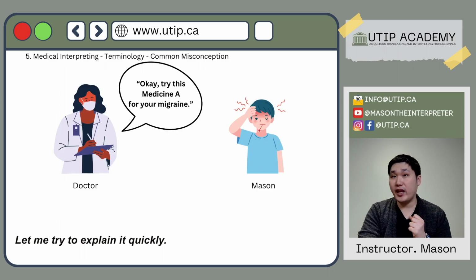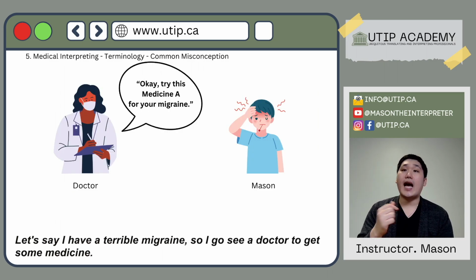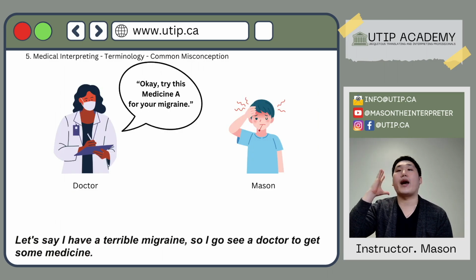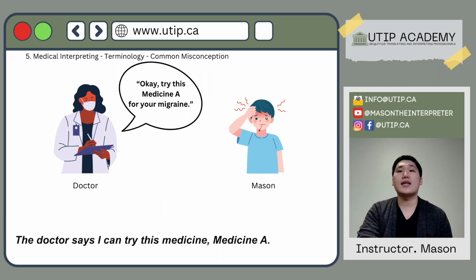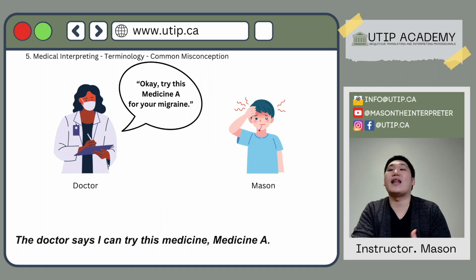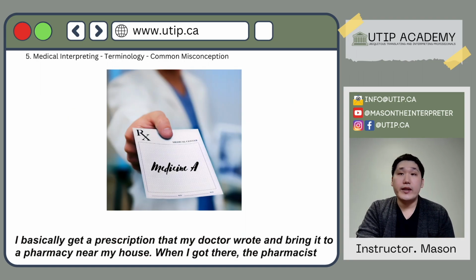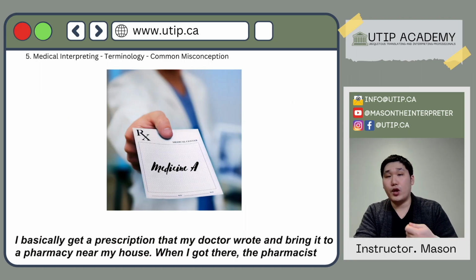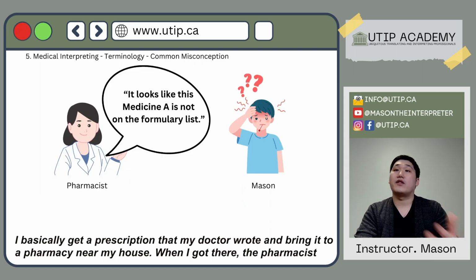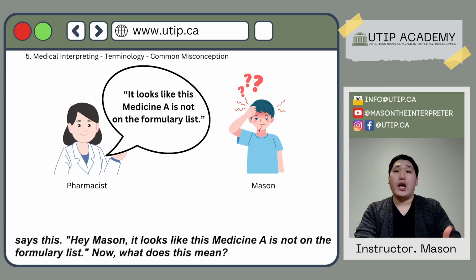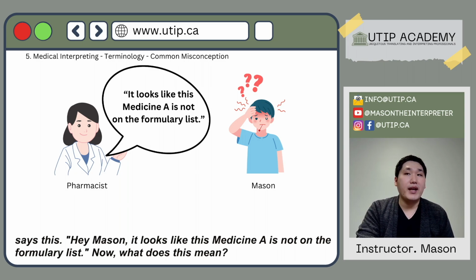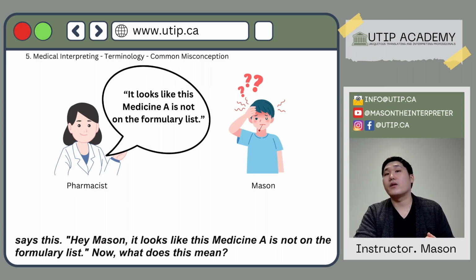Let me try to explain it quickly. Let's say I have a terrible migraine. So I go see a doctor to go get some medicine. The doctor says I can try this medicine A. I basically get a prescription that my doctor wrote and bring it to the pharmacy near my house. When I got there, the pharmacist says this: "Hey Mason, it looks like this medicine A is not on the formulary list." Now, what does this mean?